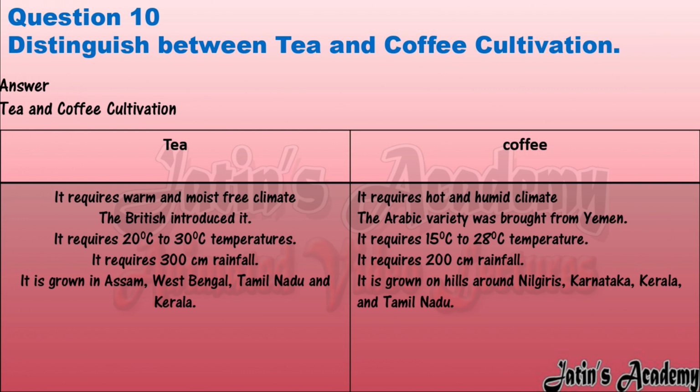For coffee, it requires a hot and humid climate. The Arabica variety was brought from Yemen. It requires 15 to 28 degrees Celsius temperature. It requires 200 centimeters rainfall. It is grown on hills around Nilgiris, Karnataka, Kerala, and Tamil Nadu.